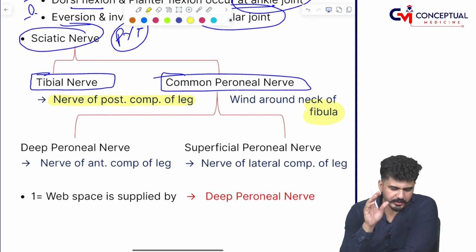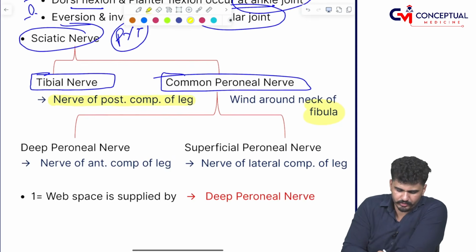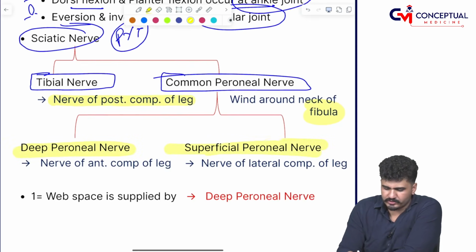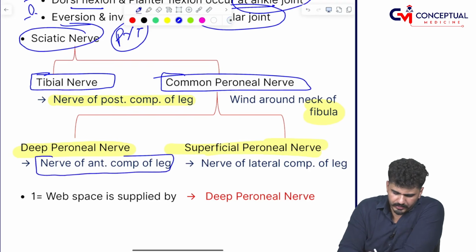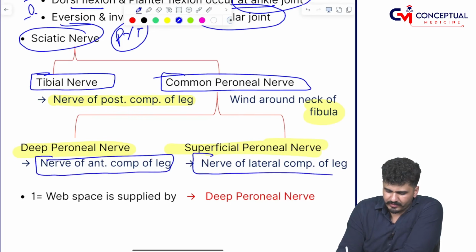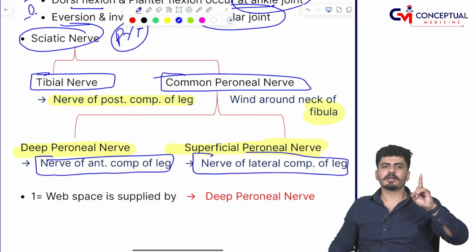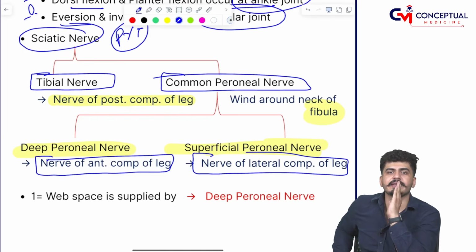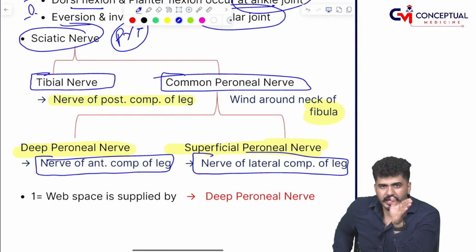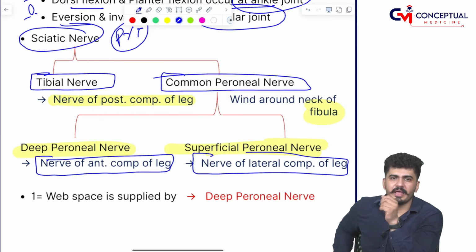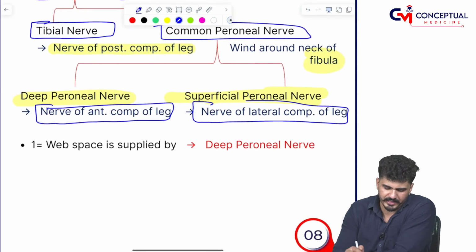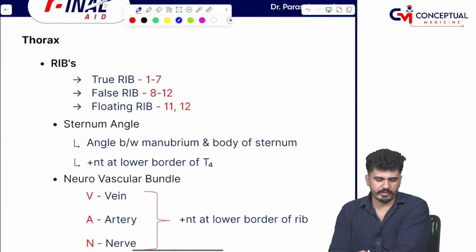Now this common peroneal nerve is giving two branches: one is deep peroneal, another is superficial peroneal nerve. Now, remember, the deep peroneal nerve is the nerve of the anterior compartment of the leg, and superficial peroneal is the nerve of the lateral compartment. The posterior compartment is supplied by the tibial nerve, the anterior compartment by the deep peroneal nerve, and the lateral compartment of the leg by the superficial peroneal nerve. And who is supplying the first web space? It is supplied by the deep peroneal nerve, my dear friends.